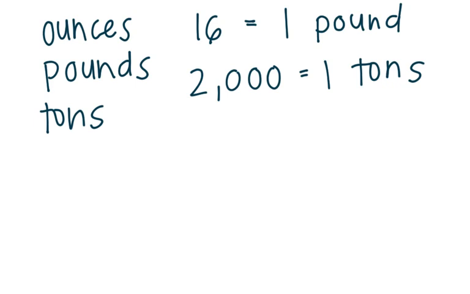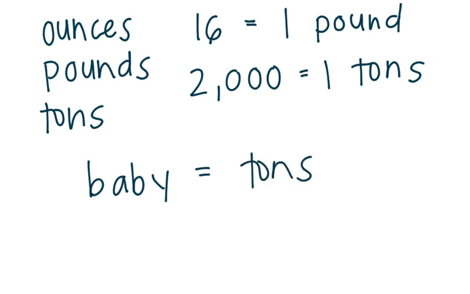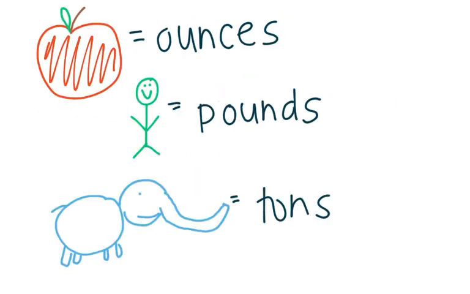Because of the huge difference, it is necessary that when you're measuring something, you choose the right unit to measure it. It would not make sense to measure a baby in tons, because you couldn't get anywhere close to a correct answer. Instead, you should measure something like a baby or an apple in ounces, a human in pounds, or an elephant with tons. The metric system can be a little bit more tricky to understand, only because we don't use it as much here in the U.S., but it's still important for us to know.